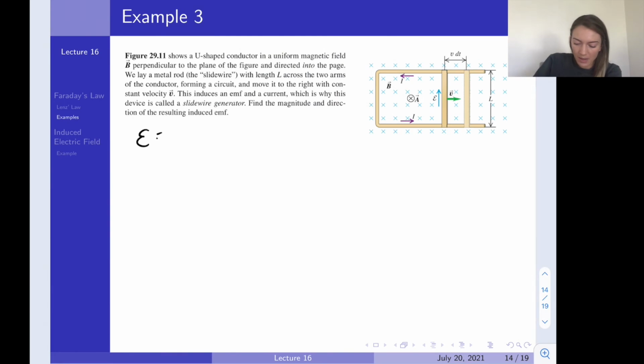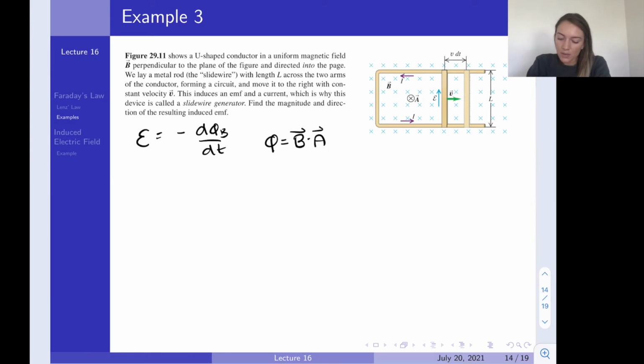So let's write down our EMF. Okay, so let's find the flux first. Before we figure out what's changing, let's find the flux.